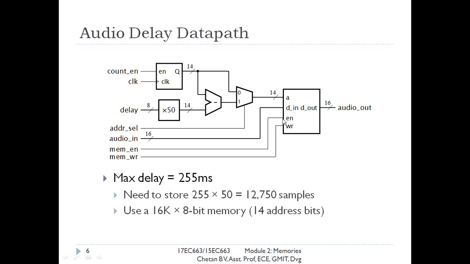Next we have enable. So this is a control signal. This is named as MEM_enable. Next we have WR, which is a read write control. This is named as MEM_WR. The output of this memory component is labeled as audio_out, which is again 16-bit data.